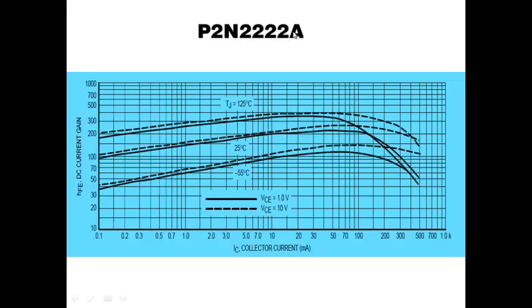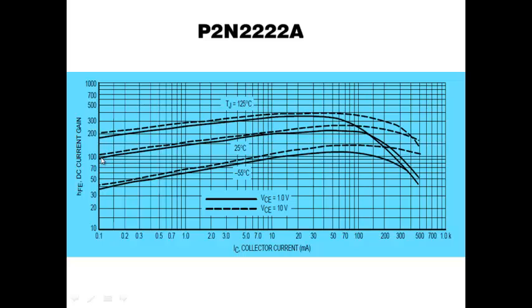2N222 is a very popular NPN transistor. This is the current gain versus collector current plot, an experimentally measured plot. This is how current gain goes. The current gain is plotted as a function of collector current and also as a function of temperature. So can we understand now the behavior? What is happening to current gain here?